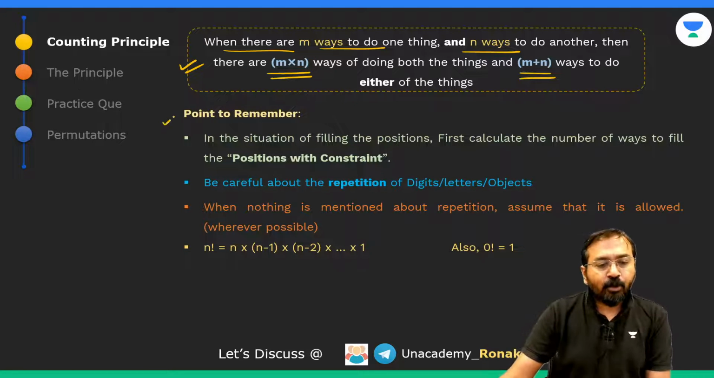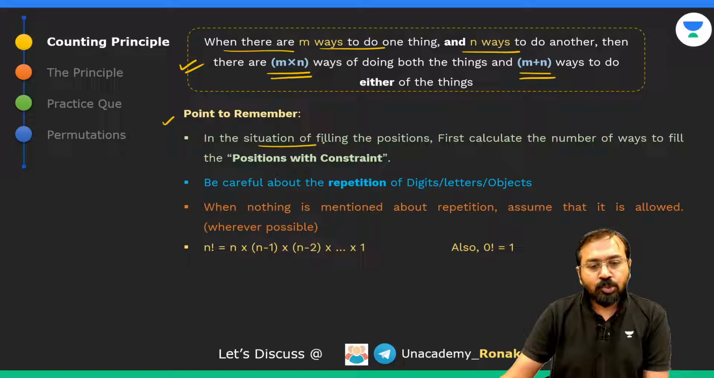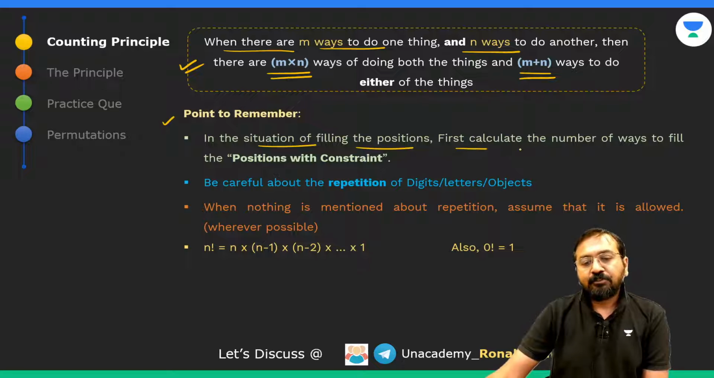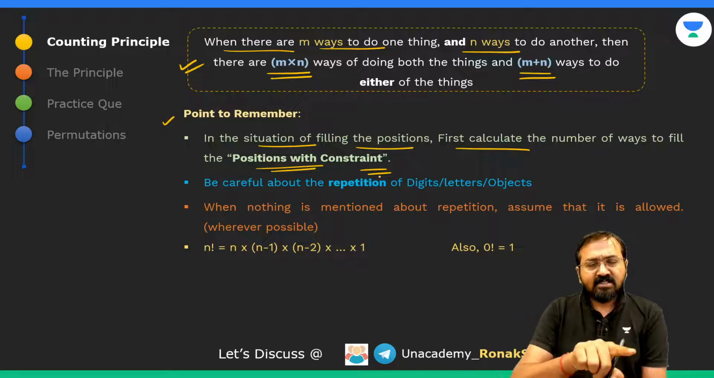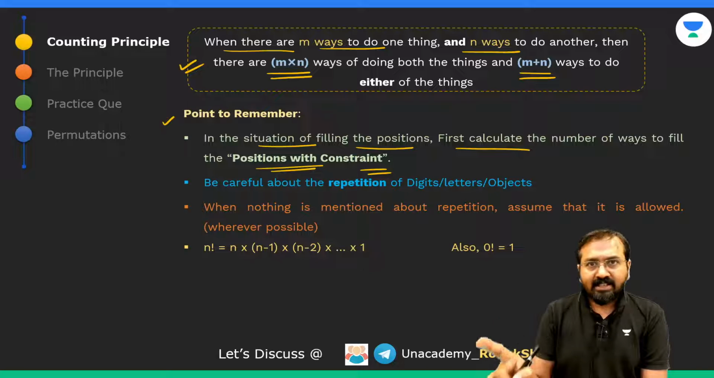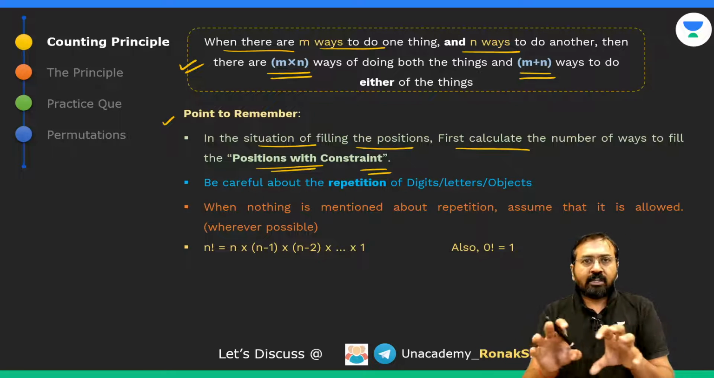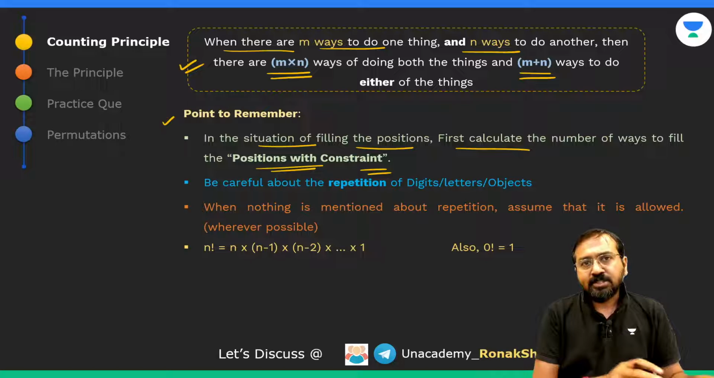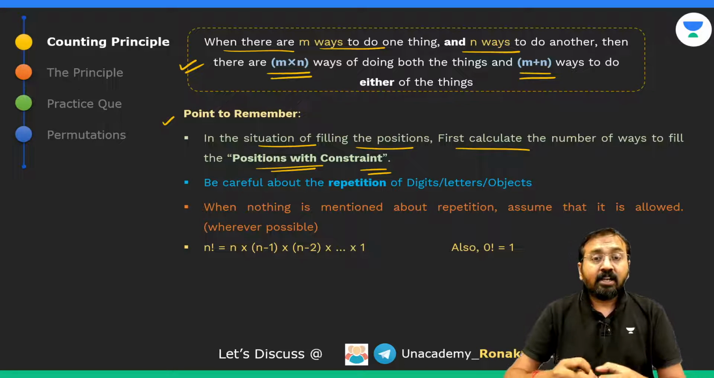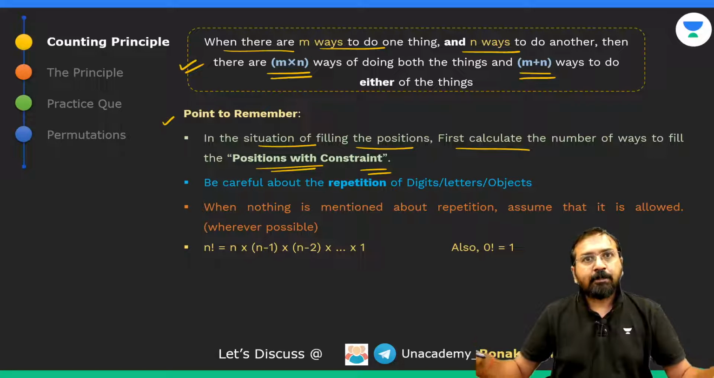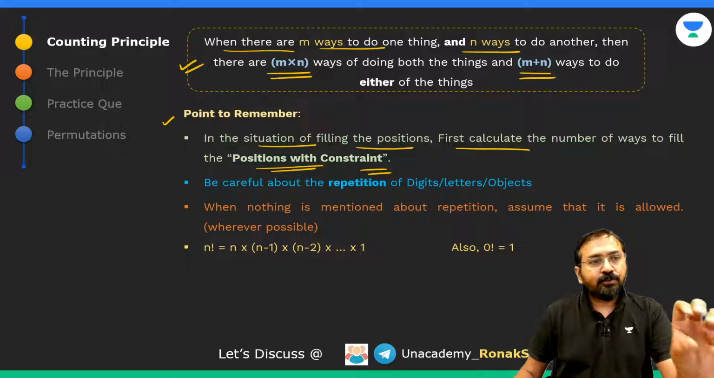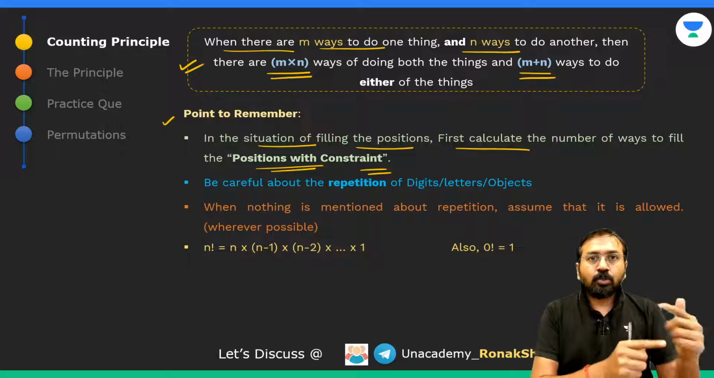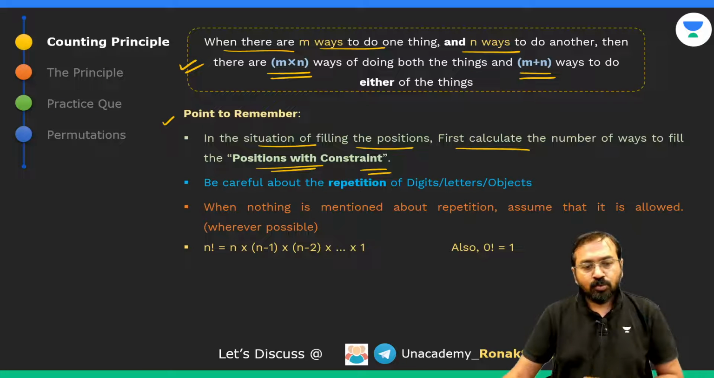Now there are certain points to remember. The first and the most important point is, in the situation of filling the positions, first calculate the number of ways to fill positions with constraint, and this you will understand better when we look at the example. So whenever you are calculating the number of ways to fill certain positions, say for example you need to create 3-digit numbers, or you need to arrange people in a line, and if there are some conditions for certain positions, then check those positions first. This is what this rule says.